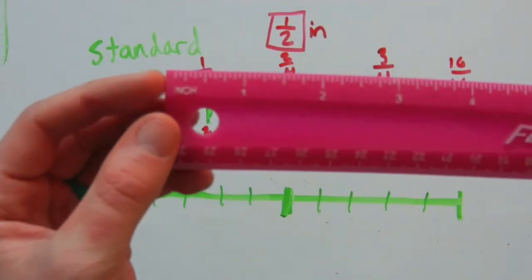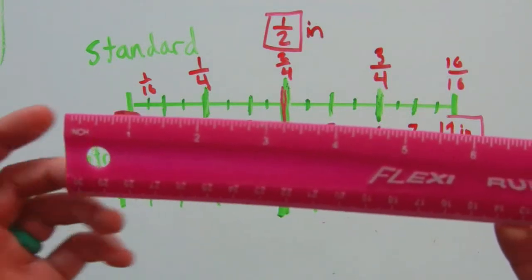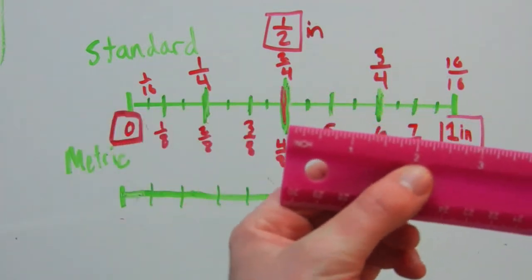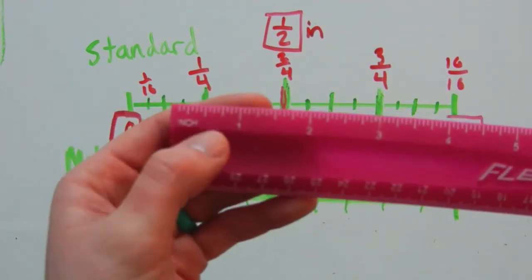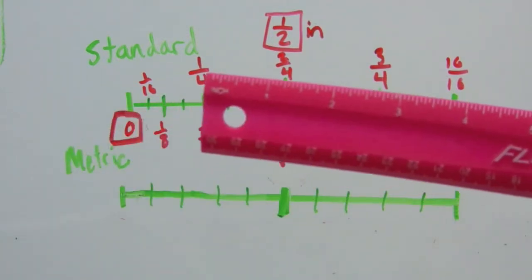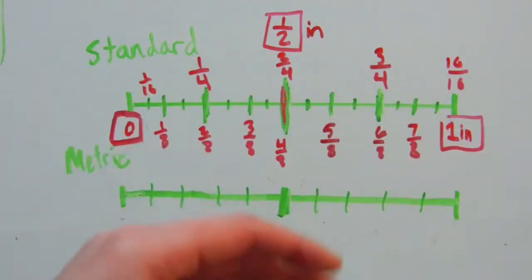So we have this labeled as 0 to 1, but you could also have the left side labeled as 1 and the right side 2. So if you got to that halfway point, that would be 1.5 as opposed to just 1/2. So that's the breakdown of the standard side of the ruler.